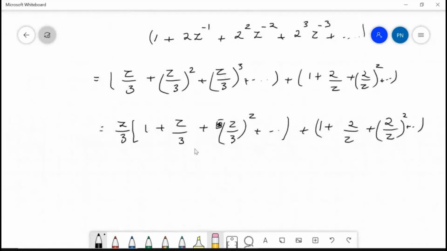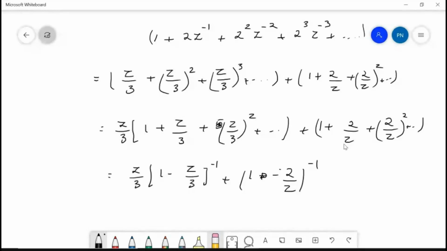Okay, now what is this expansion? 1 plus x square plus etc. Here also 1 plus x square. So I can write these bracket terms as 1 minus z by 3 whole raised to minus 1 and here 1 minus 2 by z whole raised to minus 1. Because of the form 1 plus x square plus x cube, we know that 1 plus x square plus x cube is 1 minus x whole raised to minus 1. So we have written both the brackets as 1 minus z by 3 whole raised to minus 1 and 1 minus 2 by z whole raised to minus 1.